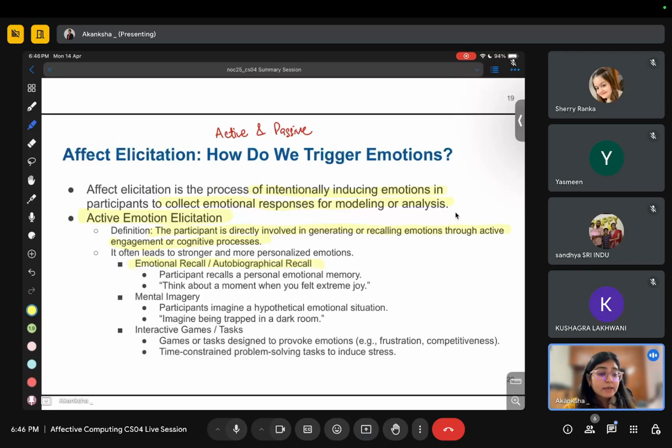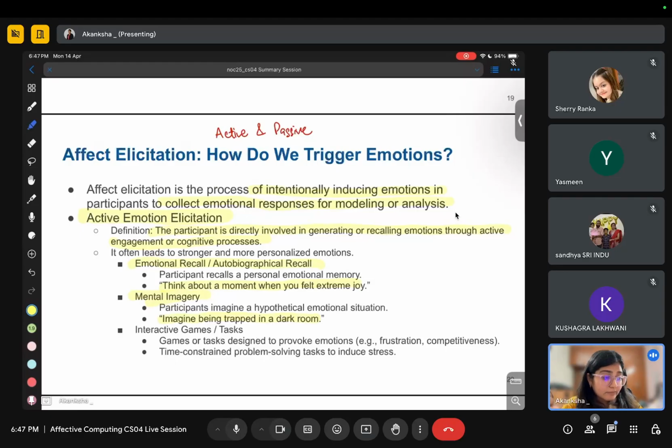Also there are some other methods, first is emotional recall. Let's say I tell you, think about a moment where you felt extreme joy. Let's say when you got the scholarship, so you were happy. When you think about it, you will feel happy, right? Then mental imagery. I'm putting you in a certain situation: imagine being trapped in a dark room. Now you will start feeling some kind of scary feeling, right? I'm inducing that in your mind. Your imagination is taking up the front seat.